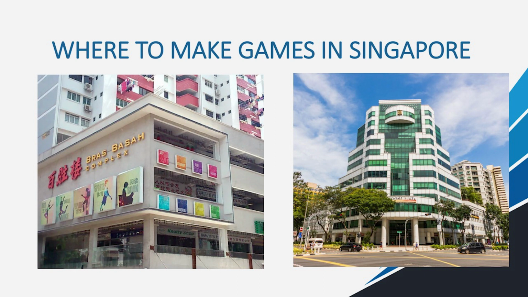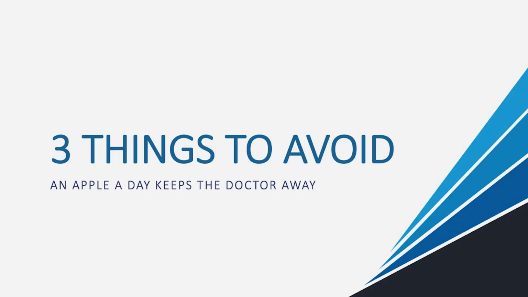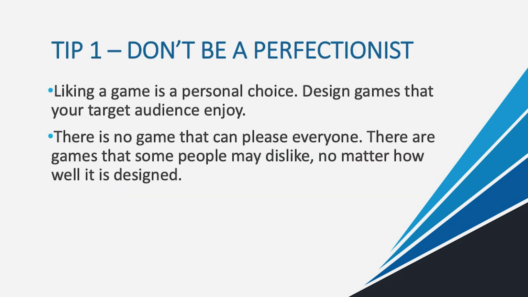Okay, so that is the summary of how to create a game from the initial game concept all the way to manufacturing the game. But before I end, let me give you 3 tips to avoid in making board games. What are the things you should avoid? The first tip is don't be a perfectionist. There is no such thing as a perfect game that everybody will love. Liking a game is a personal choice.